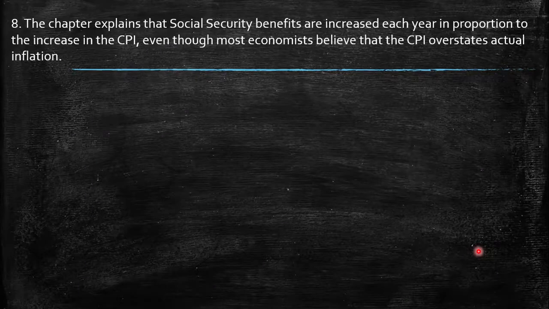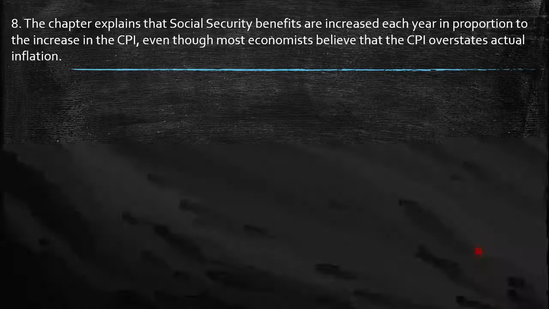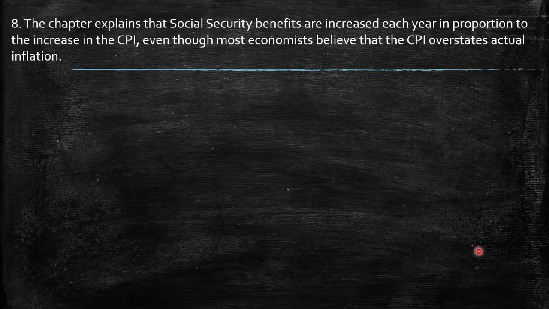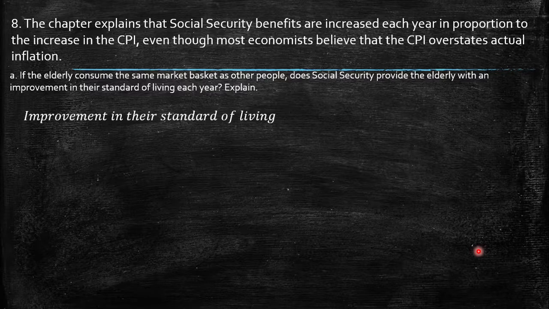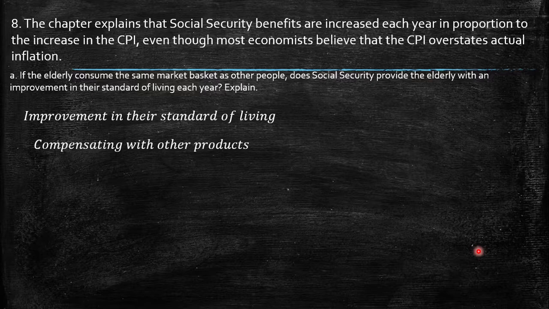8. The chapter explains that Social Security benefits are increased each year in proportion to the increase in the CPI, even though most economists believe that the CPI overstates actual inflation. A. If the elderly consume the same market basket as other people, does Social Security provide the elderly with an improvement in their standard of living each year? Explain. So I would say that we are talking about an improvement in standard of living because they are compensated with the same percentage of the inflation.